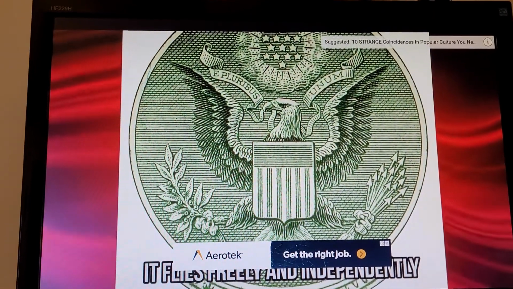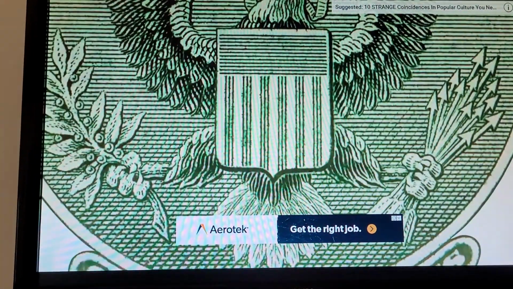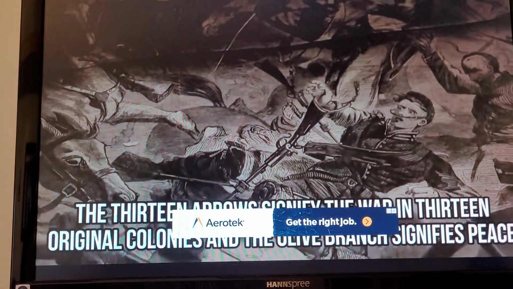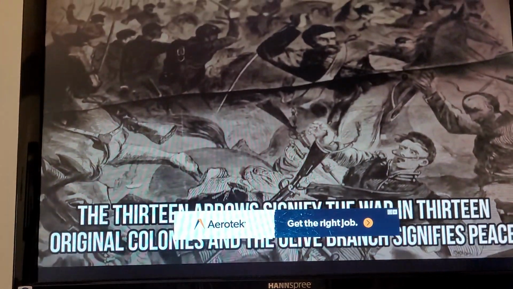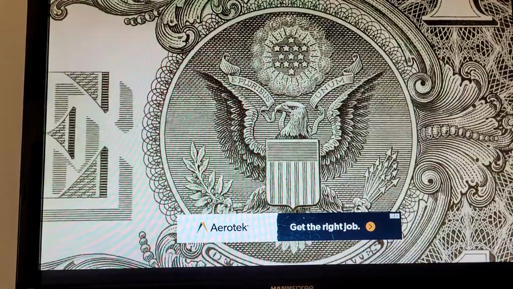It flies freely and independently, but pay attention to what it's holding. In its left talon, you can see the 13 arrows and an olive branch in its right. The 13 arrows signify the war in 13 original colonies, and the olive branch signifies peace. There's also a reason why they're placed on the left and right.